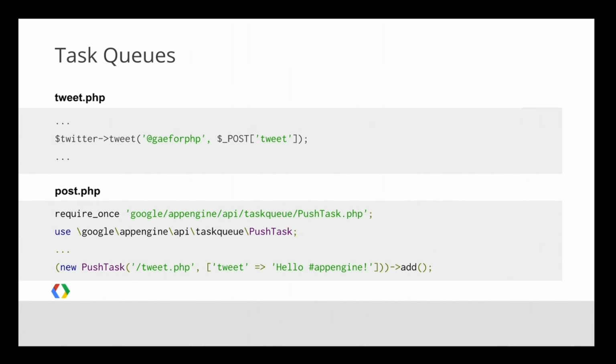what we've done is take the original code that was sending a tweet and replace it with this new push task object. So we include the push task library, we instantiate this push task object, we initialize that object with the path to the handler that we've just created, and we send it any parameters that we think are important, again, in this case, the text of the tweet, and we call this add method on it.